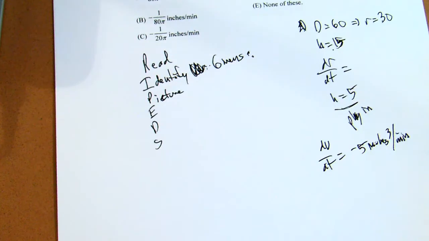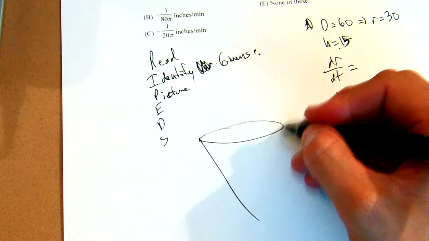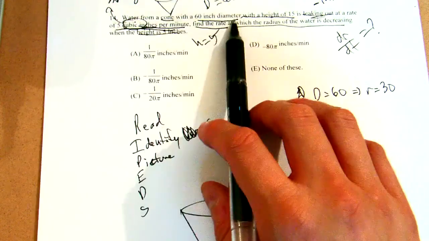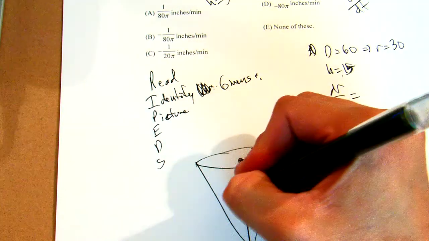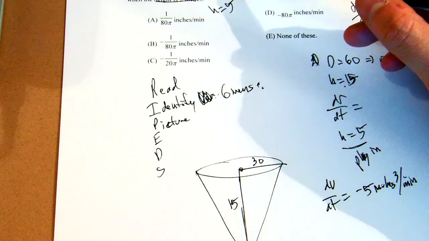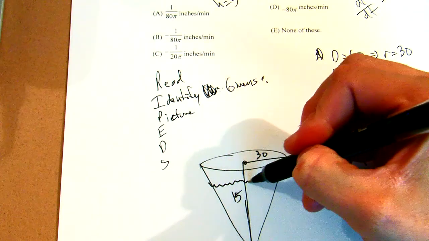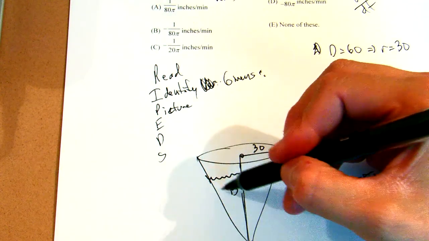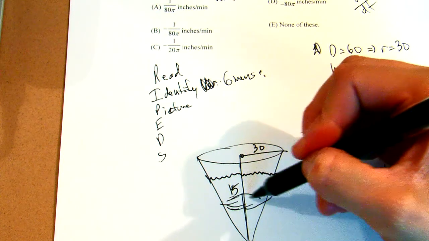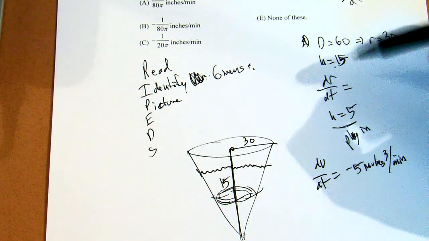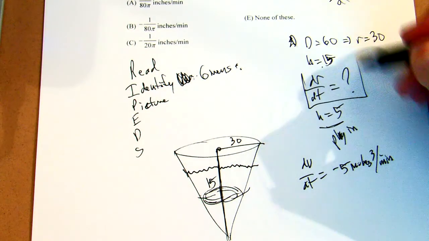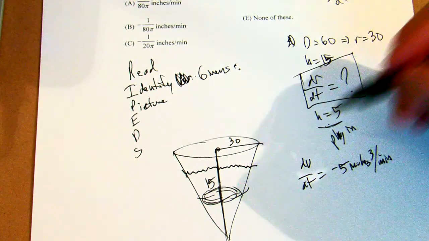So in this picture we should have a cone. And what's going on with it? 60-inch diameter, so the radius is 30. And we said the maximum height was 15. And there's a certain amount of water in here, right? So you don't want to draw it to the top because you don't know how much water is there. So we're just going to assume it's leaking out, and the total height is 15. But you don't know what's happening here. And it says I want to find dr/dt. That's the money. And h is 5. We're going to plug that in.